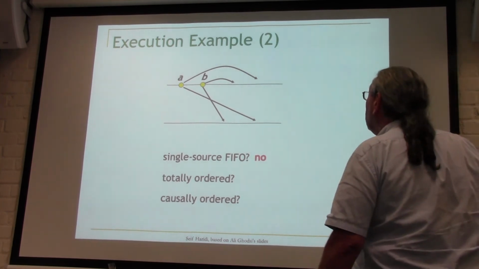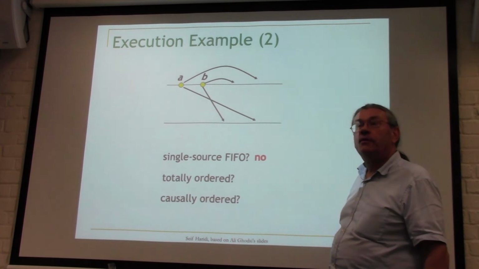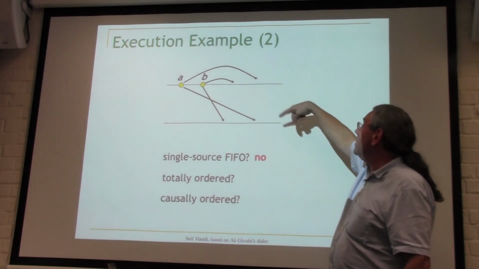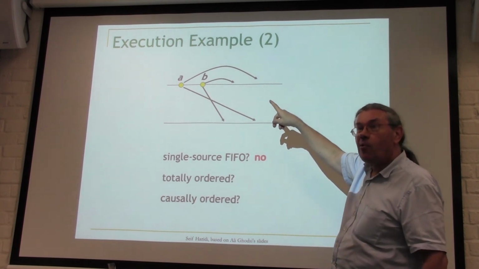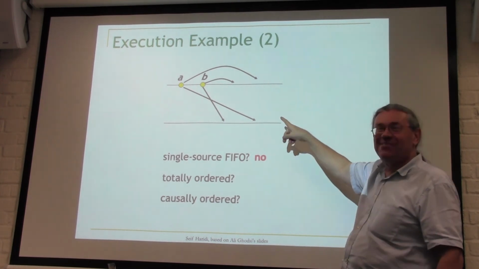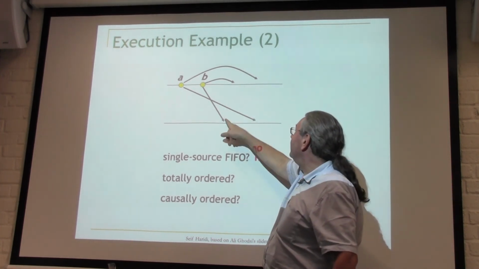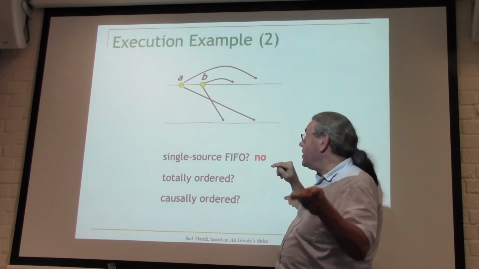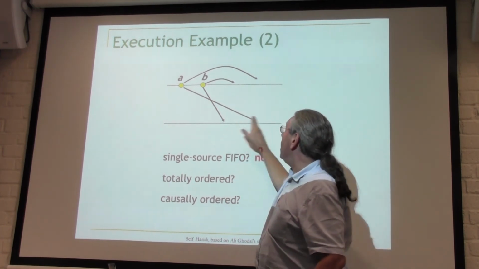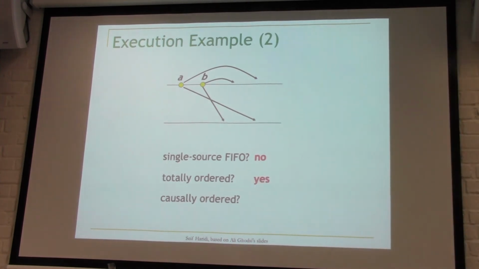Is it total order? Am I satisfying total order here? Both nodes got their messages in the same order, so B, A and B, A. So it is total order. It doesn't have to be the same order as the broadcast.